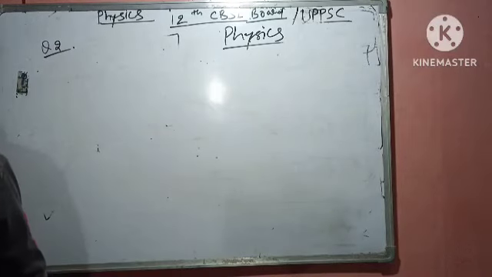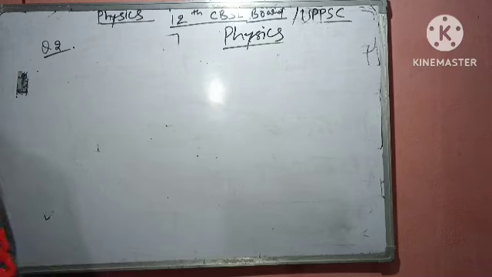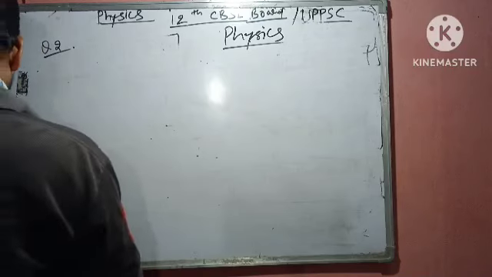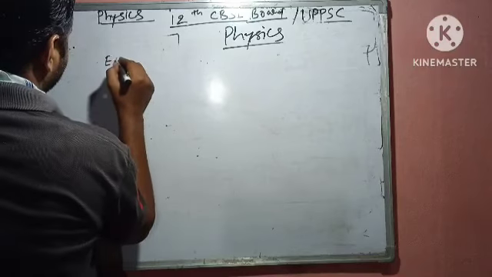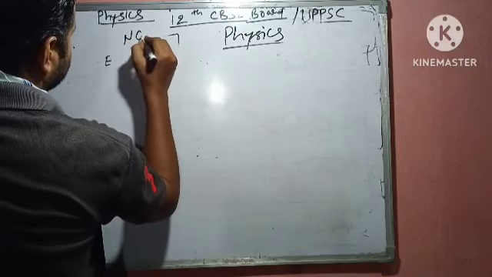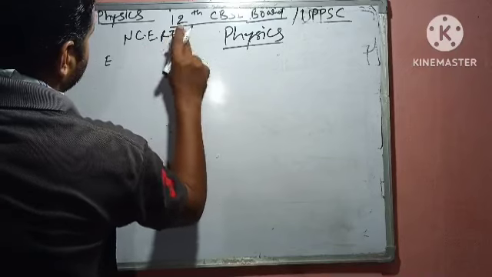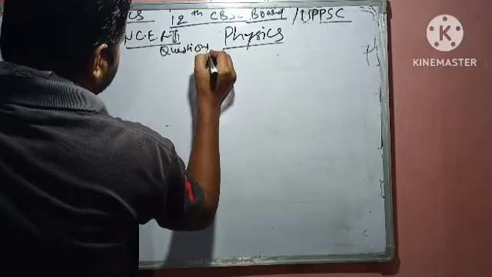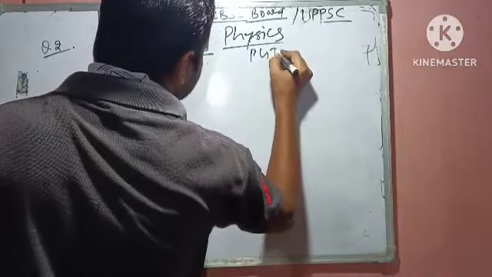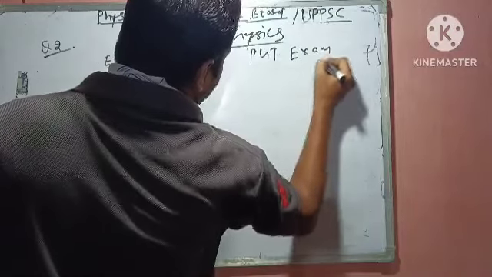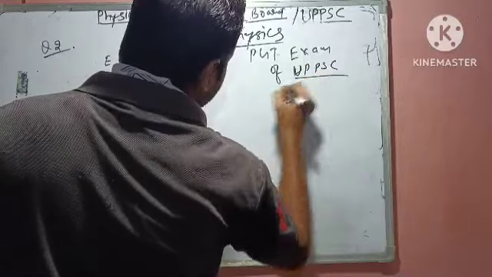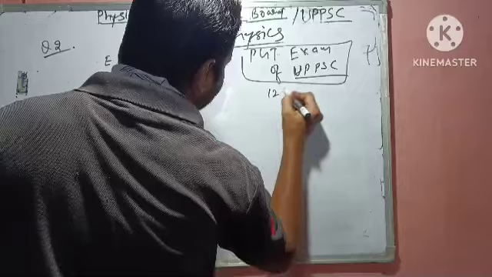Question number second. A battery of EMF 10 volt and internal resistance 3 ohm is connected to a resistance. This is an NCERT question, very important for the UPPSC PGT exam, and also important for the 12th CBSE board.